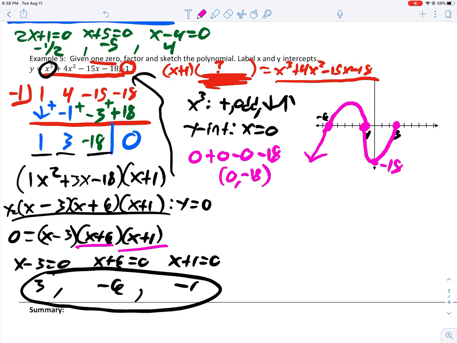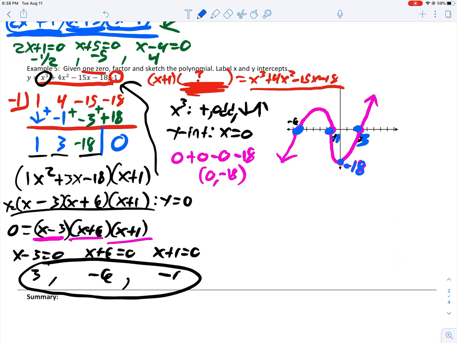Okay, now at 3, either I go through it or I bounce off and come back down. Well, the end behavior has to end high, and x minus 3 only occurs one time, so I go straight up. And then make sure everything's labeled, so -1, positive 3, -18, and then I have my 4 points. So there we go.